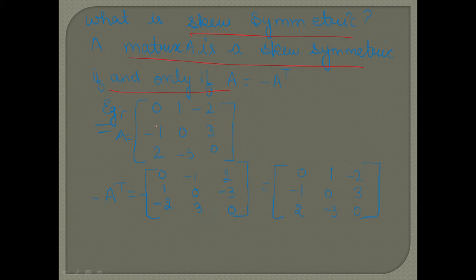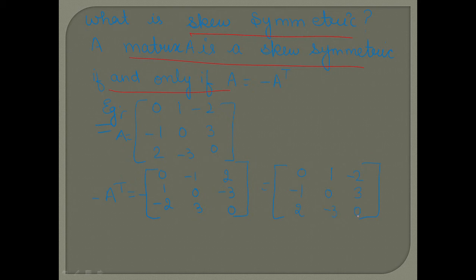For example, 0, 1, minus 2, minus 1, 0, 3, 2, minus 3, 0. After transpose, we get 0, minus 1, 2, 1, 0, minus 3, minus 2, 3, 0. And after putting the sign with these values, minus 1 changes into plus 1, minus 2 changes into plus 2, plus 3, minus 3, and 0, 0.